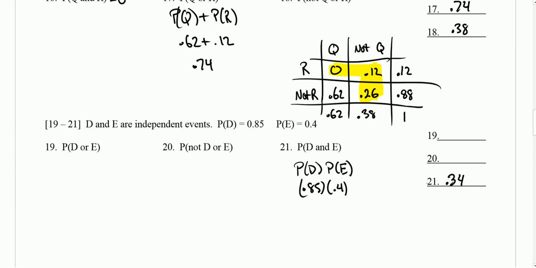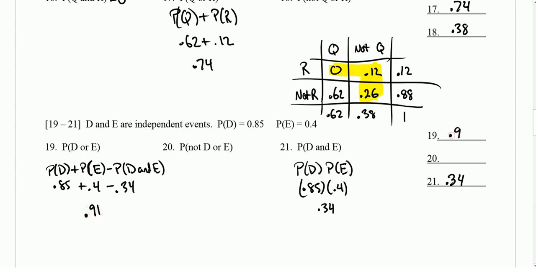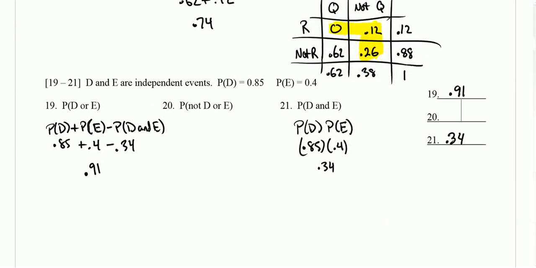Probability of D or E is going to be the probability of D plus the probability of E minus the probability of D and E. So that'd be 0.85 plus 0.4 minus 0.34. And we get 0.91. And not D or E.